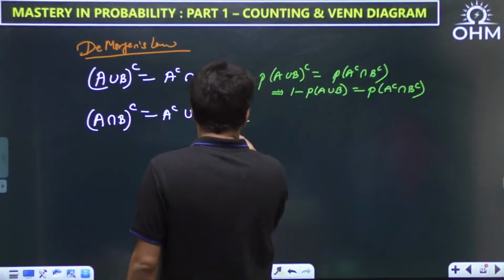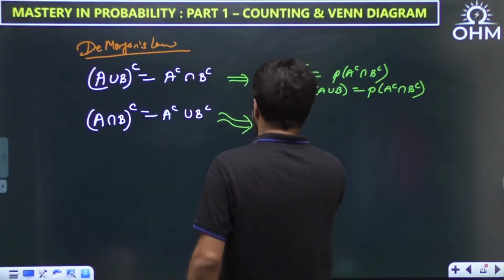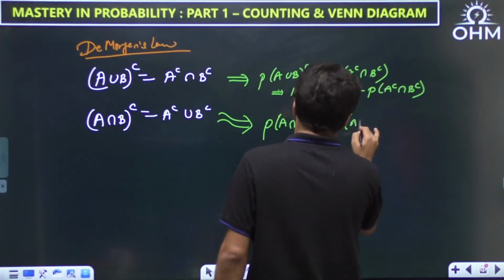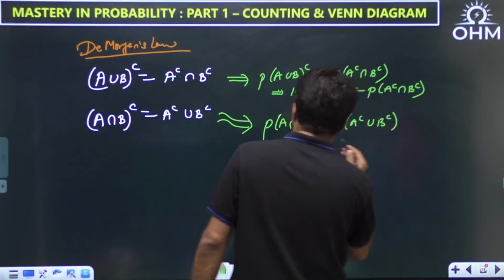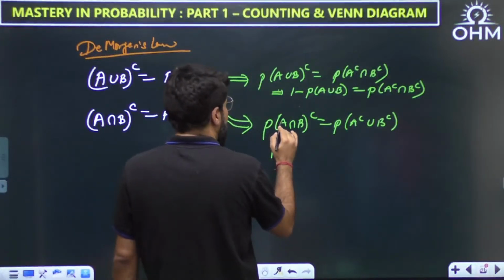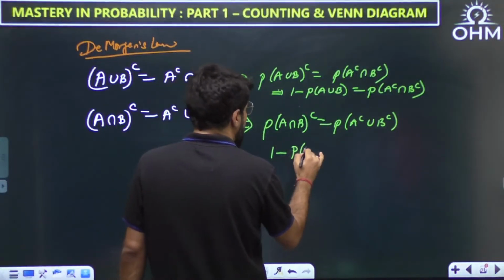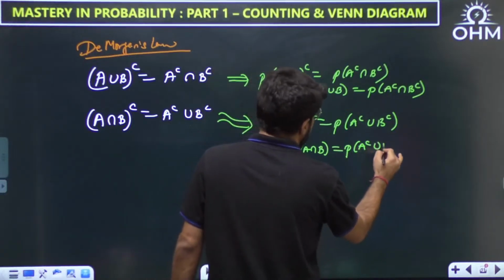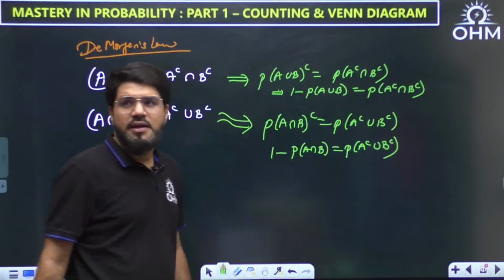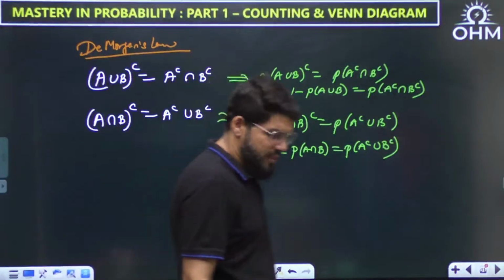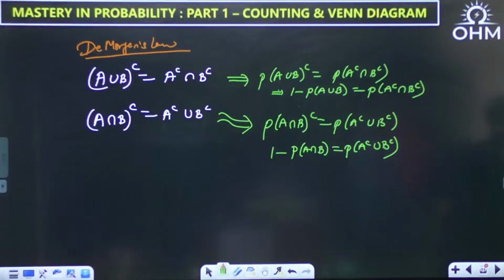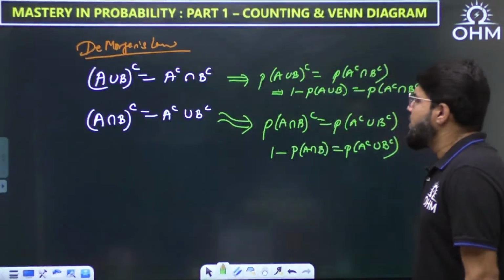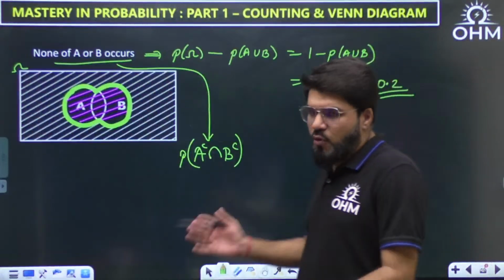Similarly for this next one, again I can use the probability here. The probability of A intersection B whole complement will be the probability of A complement union B complement, and again the probability of A intersection B whole complement should be 1 minus the probability of A intersection B, and this is the probability of A complement union with B complement. That's how it is, right? Okay.